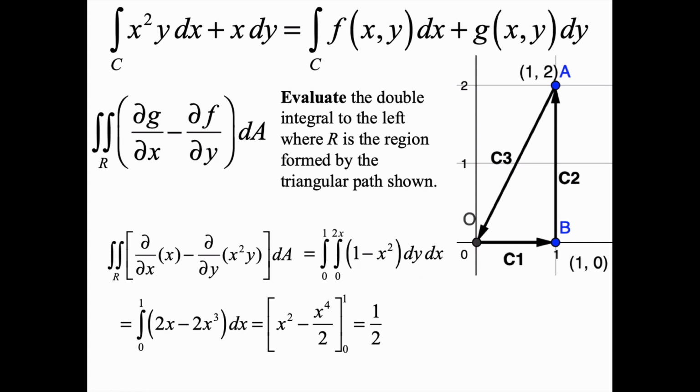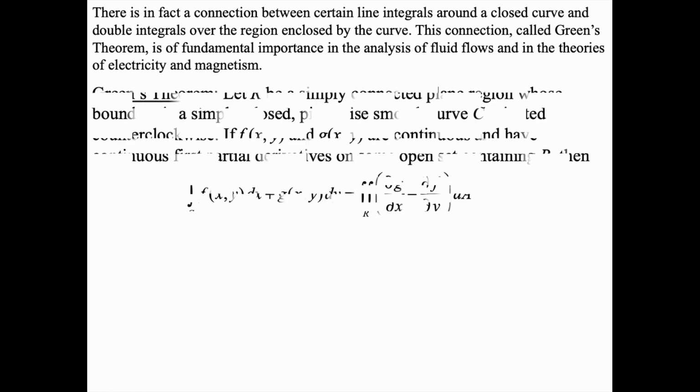And of course, the question is, well, does this happen all the time? And the answer is yes, under the right circumstances. There is, in fact, a connection between certain line integrals around a closed curve and double integrals over the region enclosed by the curve. And that connection is called Green's theorem. It's of fundamental importance in the analysis of fluid flows and in the theories of electricity and magnetism. And Green's theorem goes something like this.